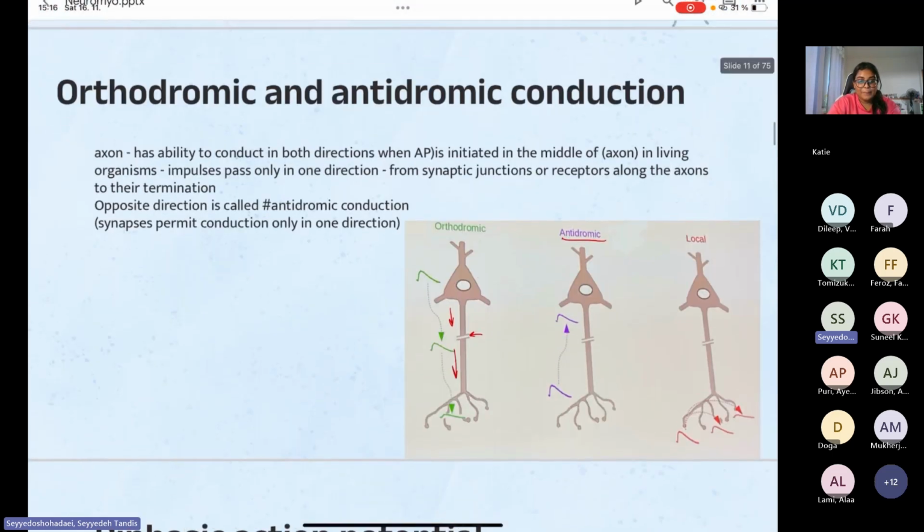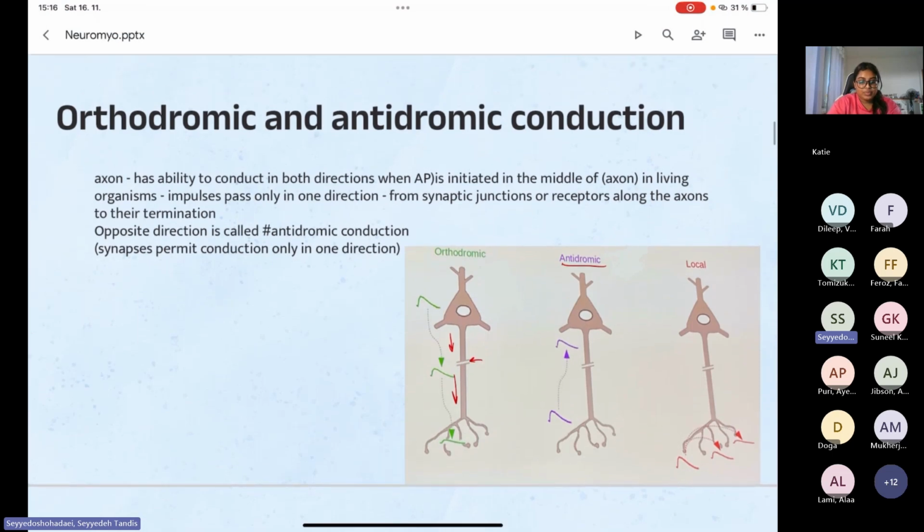And then, okay, the types of conduction: we have orthodromic and antidromic and also local. The difference between these is the direction of how it's going.